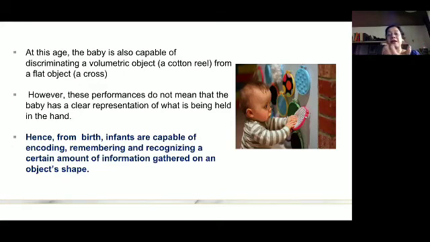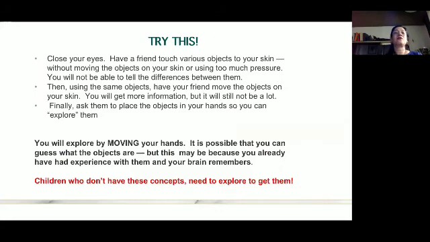So when they start raking at around 5 months, and then they start pulling objects and then looking at them, that's when your eye and hand start developing. Now try this. If we have the time, close your eyes. If there's someone around you, have your friend touch various objects to your skin. You can have something like a coin move around your skin with your eyes closed, without moving the objects on your skin or using too much pressure. So just putting the objects onto the skin.